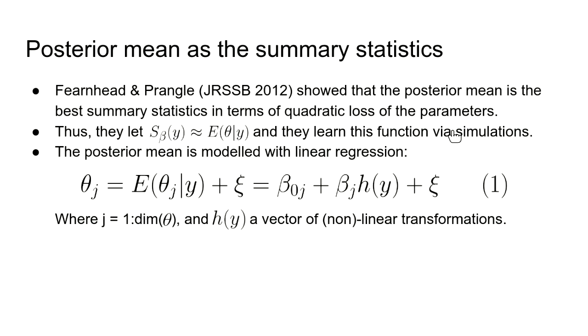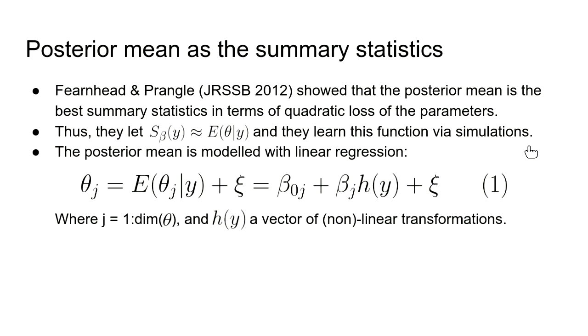So one question that we have is, why do we want to learn the posterior mean as the summary statistics? Fearnhead and Prangle show in their paper that the posterior mean is the best summary statistic in terms of the quadratic loss of the parameters. So this gives us some motivation for selecting the posterior mean as the summary statistic. They let the summary statistics function, parameterized with parameters beta, be the posterior mean, and then they learn it via simulations, because of course the posterior mean is unknown.